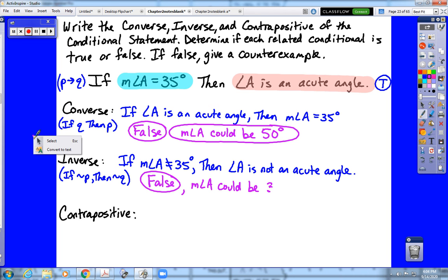Sorry, my pen is acting up here. There we go. That would be a valid counterexample for that conditional statement.